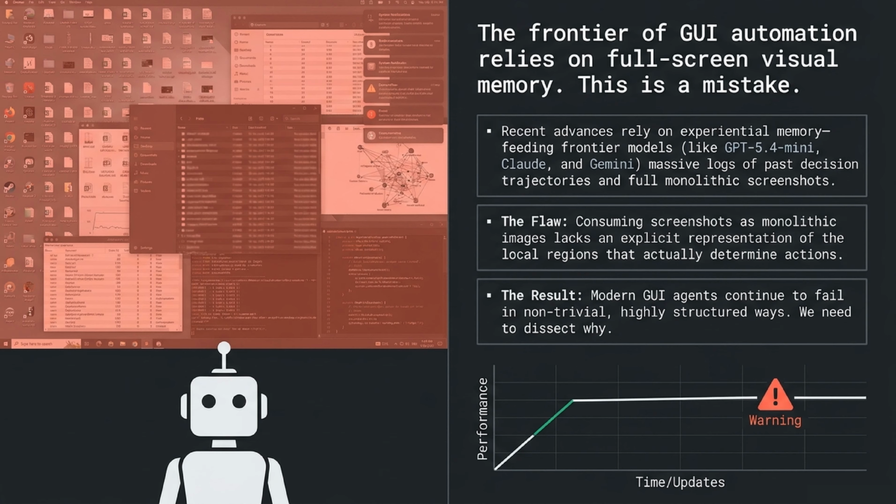The frontier of GUI automation currently relies heavily on full-screen visual memory, and this is a mistake. Recent advances feed frontier models, like GPT 5.4 Mini, Claude, and Gemini, massive logs of past decision trajectories and full monolithic screenshots. But there's a fatal flaw here. Consuming these monolithic images lacks an explicit representation of the local regions that actually determine actions. As a result, modern GUI agents continue to fail in non-trivial, highly structured ways, and as you can see from our chart, performance eventually hits a warning wall. We need to dissect exactly why this happens.